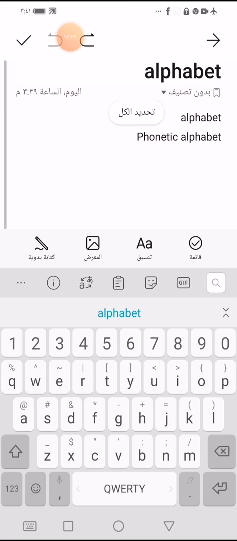I mean, the purpose beyond this introduction is to put you in the picture that in English there is a distinction between letters and between what? Sounds. And this is very important to know. In Arabic, we don't have it.